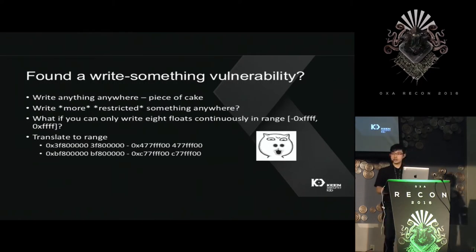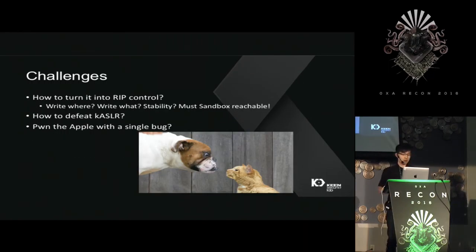So as Liang has introduced before, if you get a perfect write-anything-anywhere vulnerability, it's somehow harder to exploit in modern exploitation, but it's not a very big problem. But if you get a restricted write-something-anywhere vulnerability, just like the Blizzard vulnerability, and you can only write 8-byte floats continuously in this range, where the QWORD you can write only begins with 3F and ends in 47, or begins with BF and ends in C7, how can you achieve reliable exploitation? So how do we turn it into RIP control?